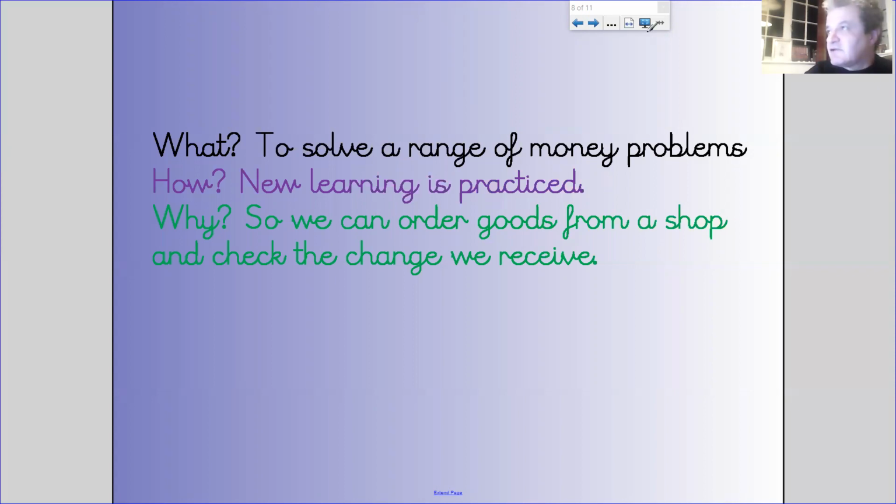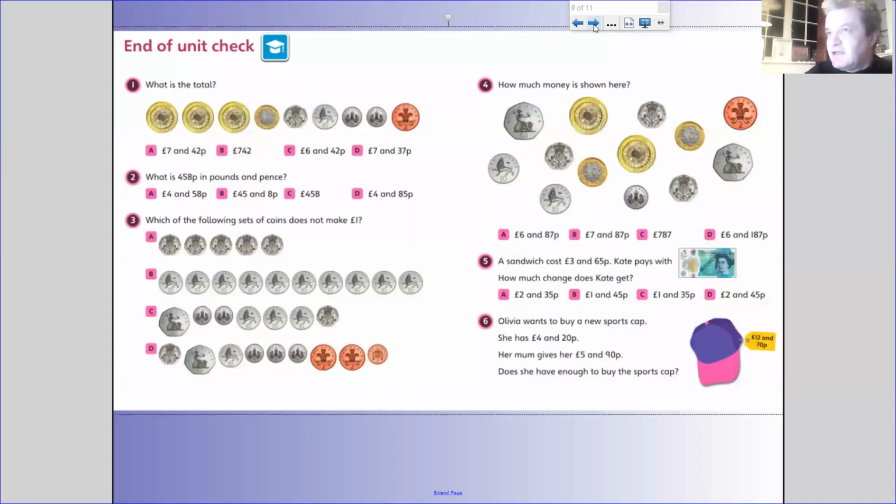Okay, so let's have a look at my slide. So this is the end of unit check. We've got some questions for you after this, but what I'm going to do is run through the questions and the different approaches to solve them.